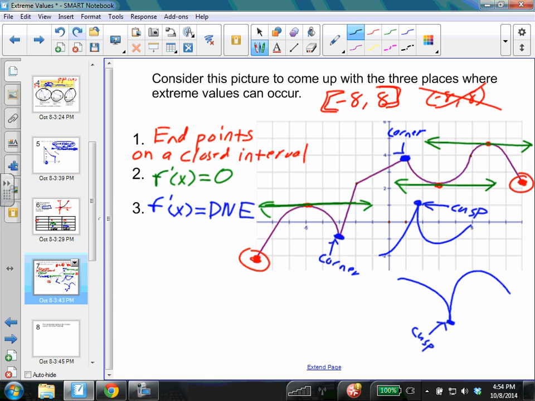I want to make one more note, and that's that these 2 things right here, where the derivative is equal to 0 and the derivative does not exist, have another special name. They're called critical points.